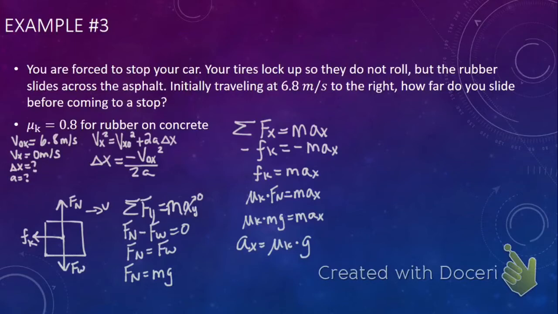From here, we can plug everything back into our kinematic equation we've already solved. Our delta x is equal to negative initial velocity in the x direction squared divided by 2a, and we've now got a equal to our coefficient of kinetic friction times gravity. And we can continue to plug and chug.